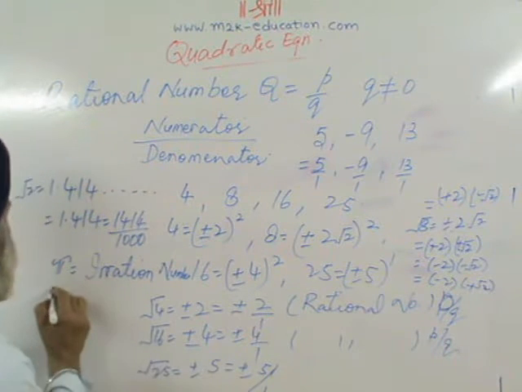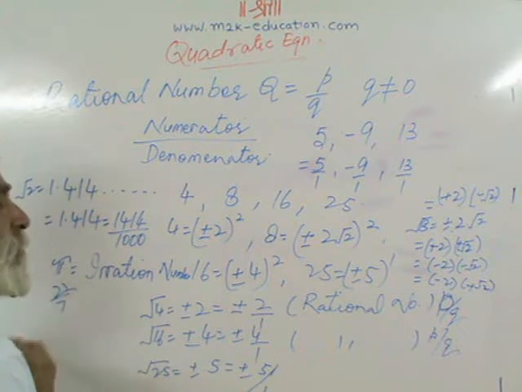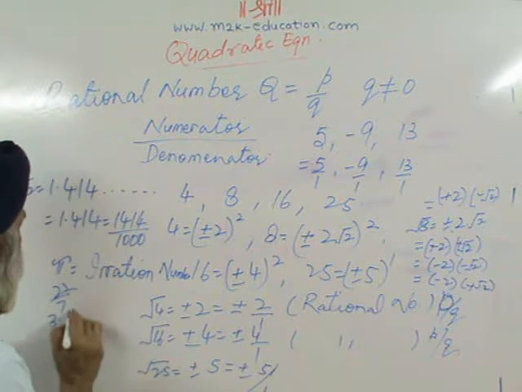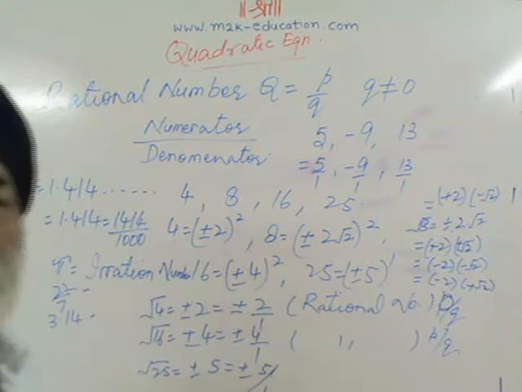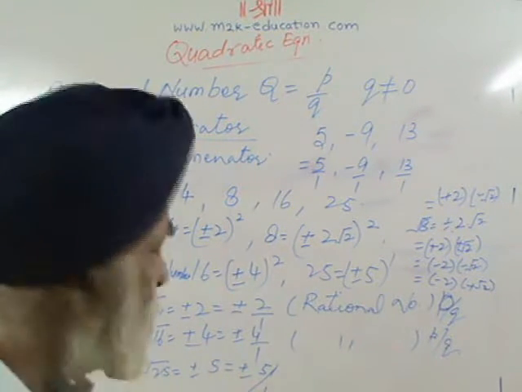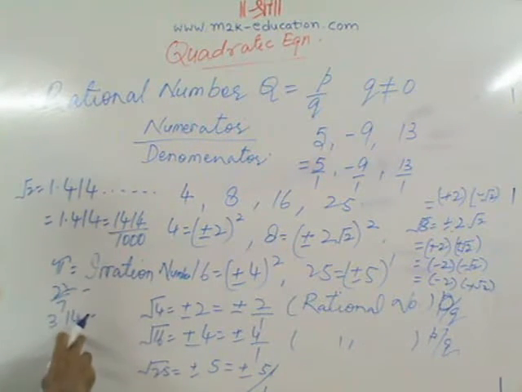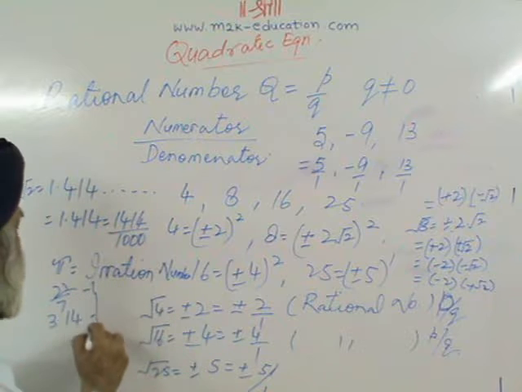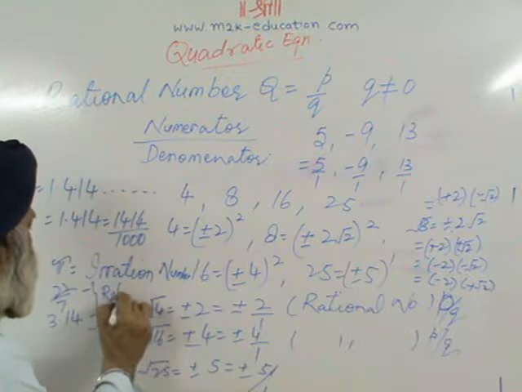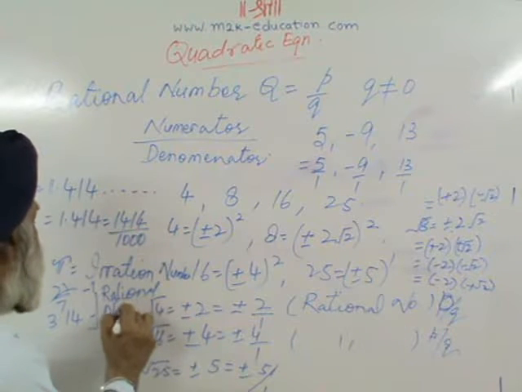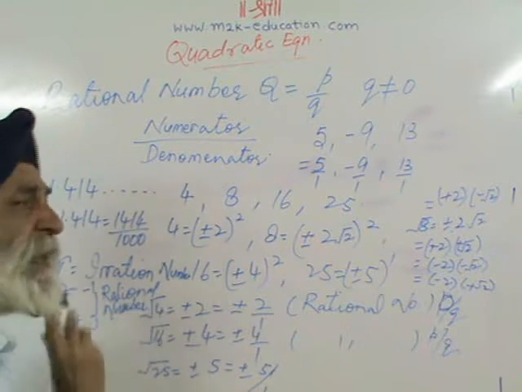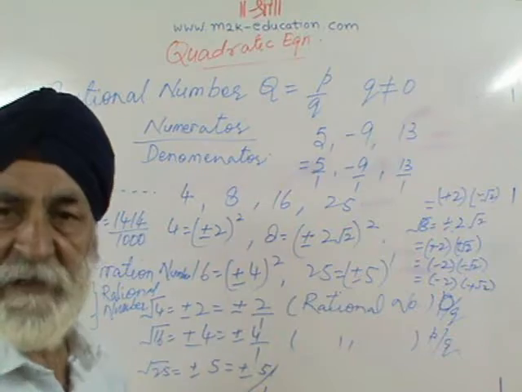But when we write it as 22 upon 7 or 3.14, then it can be specified as a rational number. So it is irrational as well as rational. Okay? But generally pi has been recognized as an irrational number.